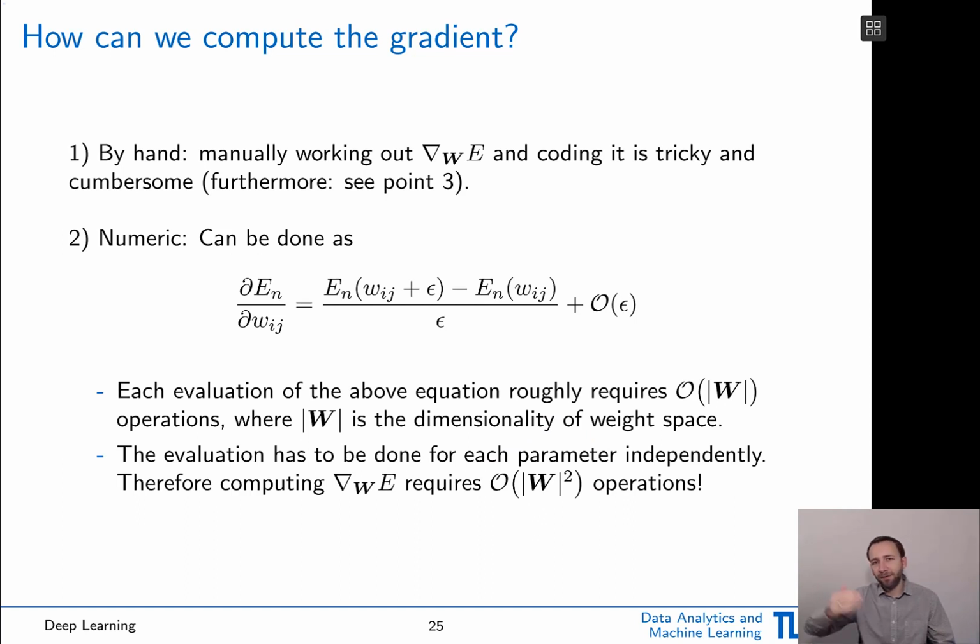And as you know, you have to do multiple gradient steps to find a solution, right? So this is how gradient descent works. So this is extremely expensive and also not the most accurate, right? Because numerical approximation of the gradient might not be very stable, for example. So this is also not a choice. Numeric is not a choice. By hand is not a choice. So what can we do?